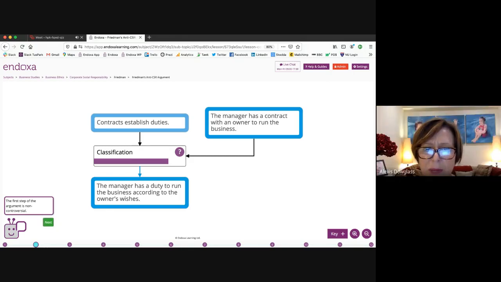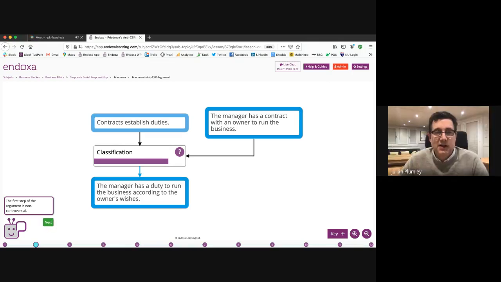Lovely. And there's a purple classification box in the center. What's that? This is an argument type. What we've done in this app is we've taken argumentation theory, which is quite complex, and we've simplified it down to a menu of 15 argument types. Each step of an argument is given one of these types. And this helps you think about the argument because you know what kind of reasoning is going on.